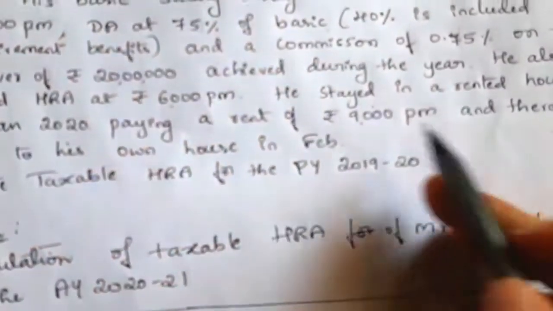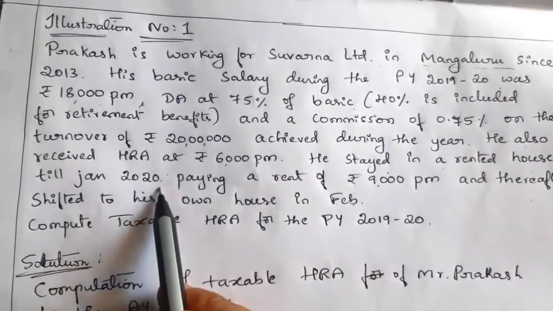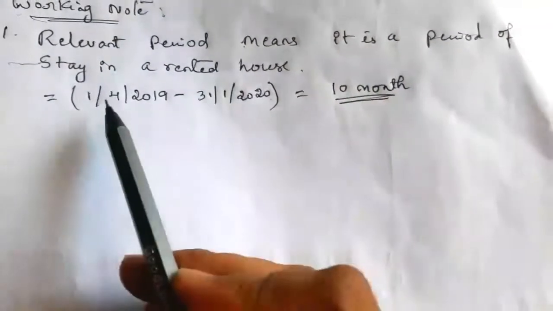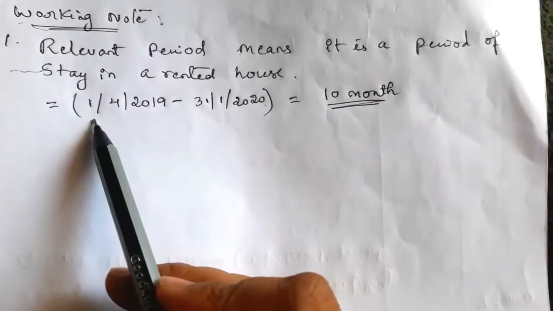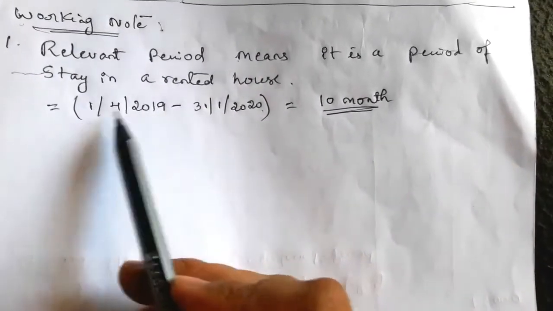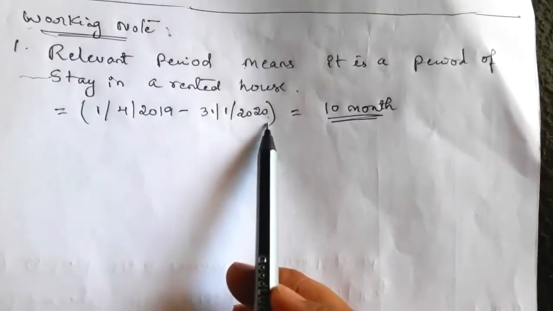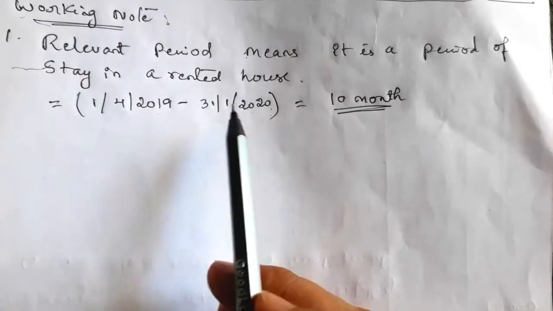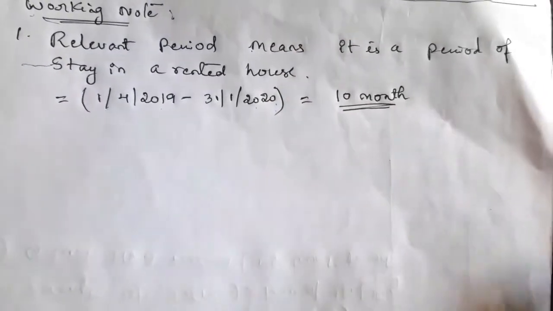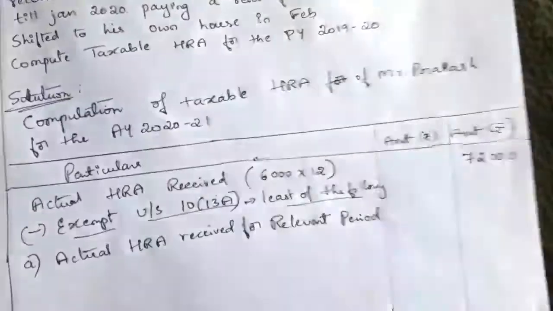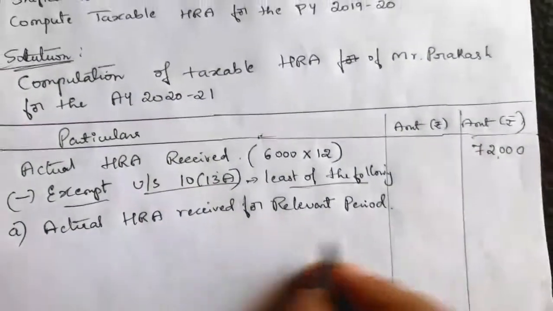See here, he stayed in a rented house till Jan 2020. So the calculation should start from the beginning of the previous year, that is from 1st April 2019 to the month till which he stayed in a rented house. That is totally 10 months, so only for those 10 months we have to take the HRA received.